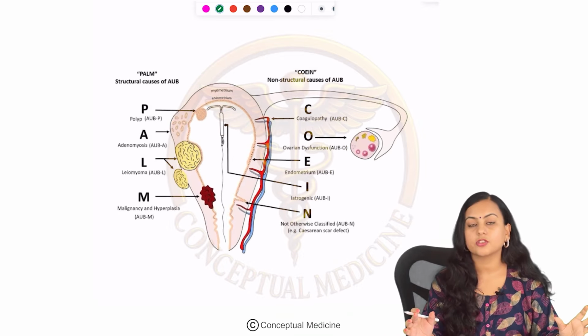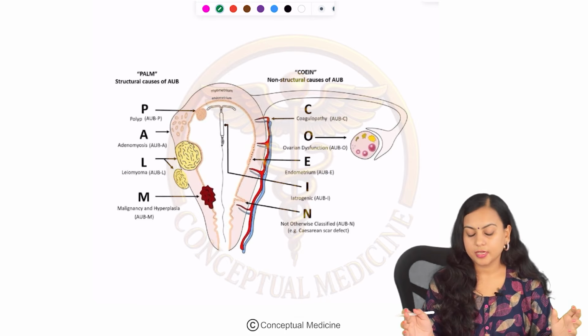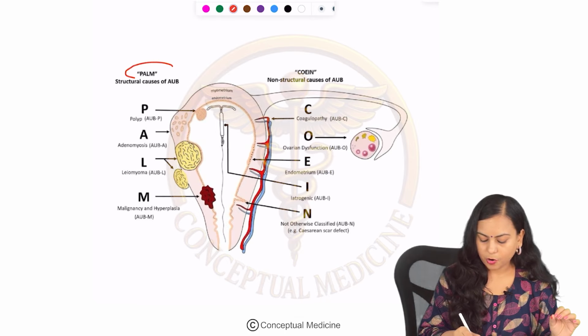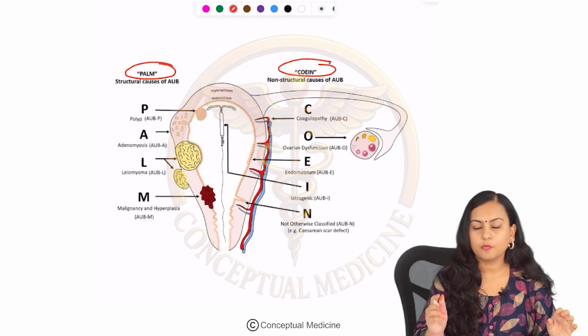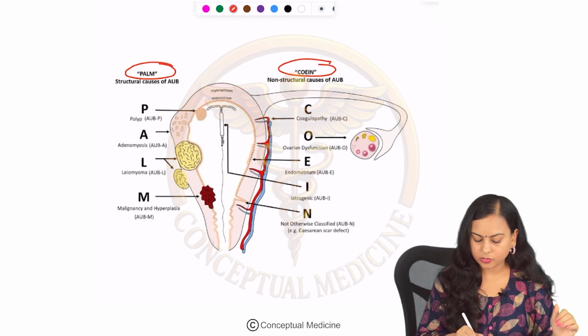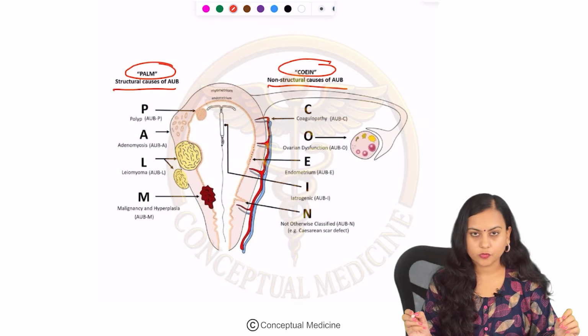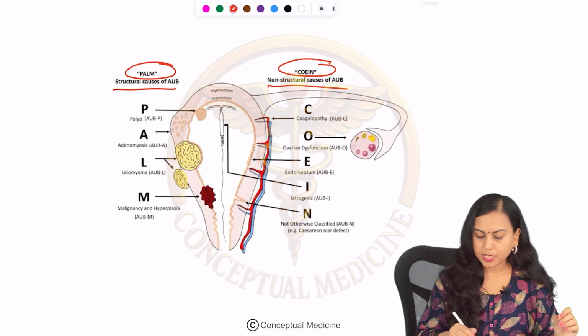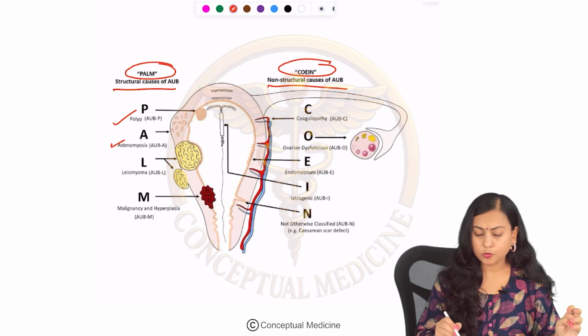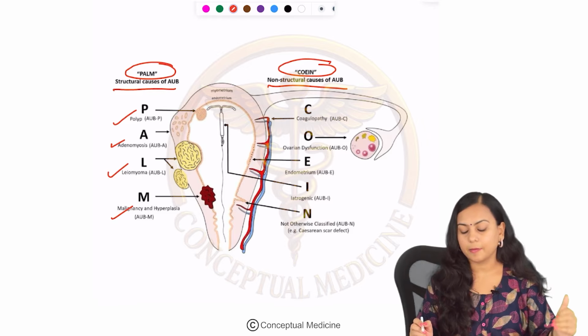Now, this classification is very important. Classification of causes of AUB. It's put into PALM and COEIN. PALM will be talking about the structural causes of AUB and COEIN will be talking about the non-structural causes of AUB. So what is P? It is going to be polyp. A is going to be adenomyosis. L is going to be leiomyoma. M is going to be malignancy and hyperplasia.